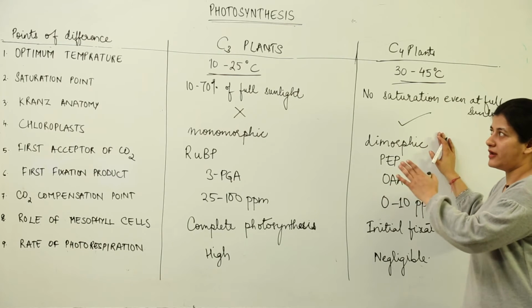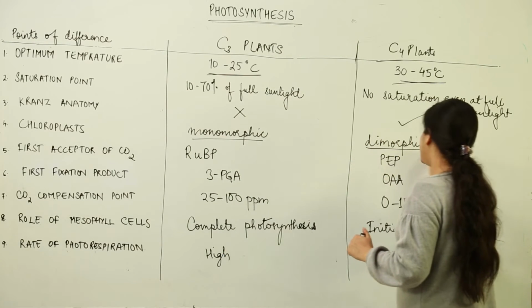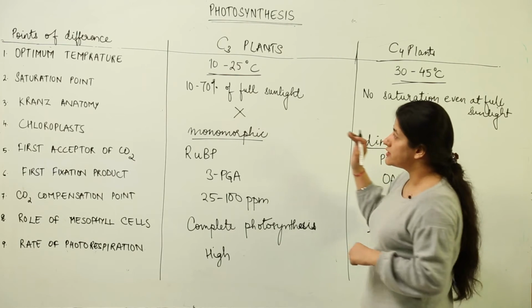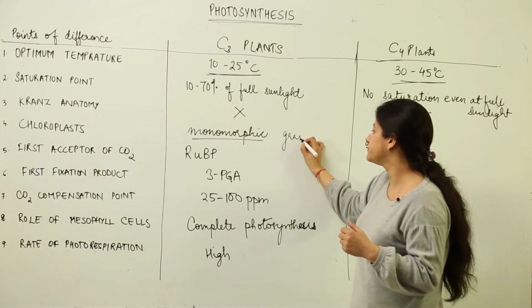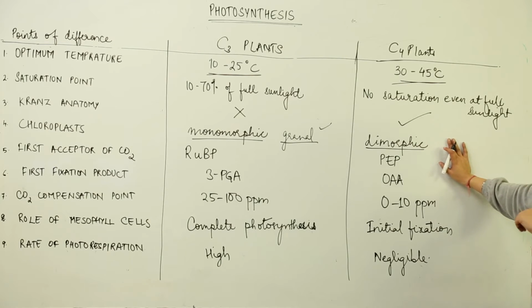When we talk about chloroplasts, the C3 plants have monomorphic chloroplasts, while the C4 plants have dimorphic chloroplasts. Now, why do we call it monomorphic and dimorphic chloroplasts? Because in case of C3 plants, all the chloroplasts would be having granum arrangement. All of them would be granal. In terms of C4 plants, dimorphic chloroplasts, we have the bundle sheath chloroplasts, which are present in the bundle sheath cells because of the Kranz anatomy. The bundle sheath chloroplasts do not have grana, while the chloroplasts present in the mesophyll cells have granum arrangement. So that is why they are dimorphic.